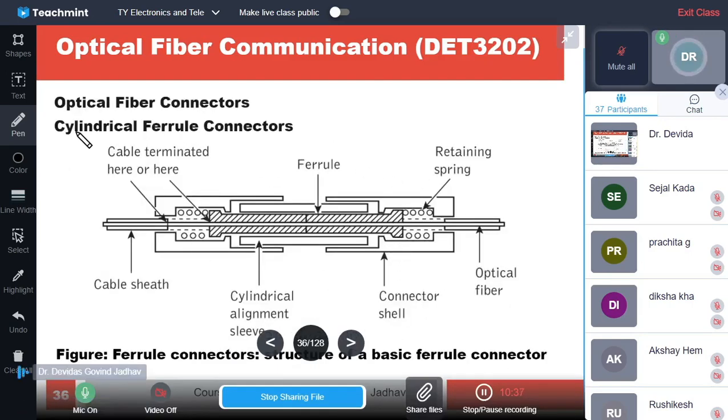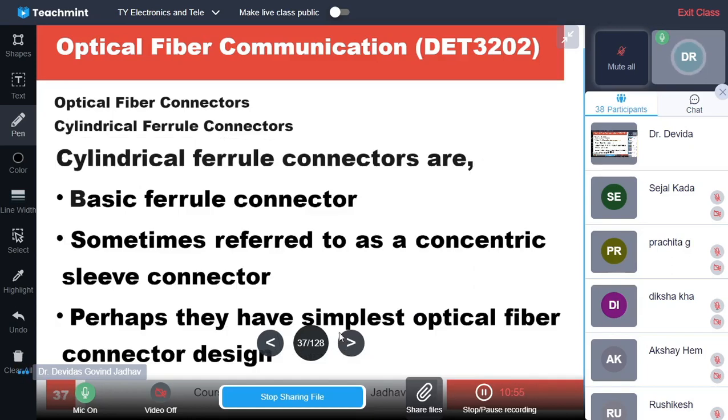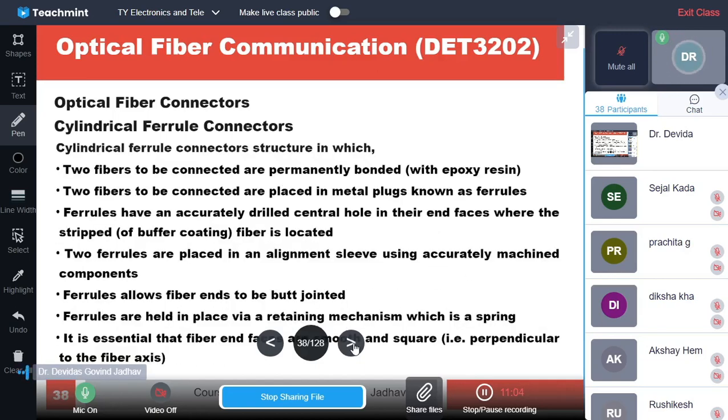So this is one of the cylindrical ferrule connectors, which has the ferrules, the alignment sleeve, and the connector shell. These are the optical fibers, and this is the retaining spring. This is the construction. It is the basic ferrule connection, referred to as a concentric sleeve connection, and it is the simplest design. The two fibers connected are permanently bonded with epoxy resin here also, and the ferrules have an accurately drilled central hole and back face end faces where the fiber, with the stripped buffer coating removed, is located.